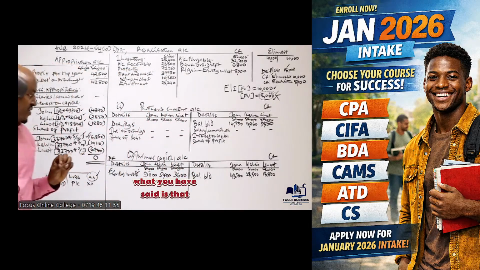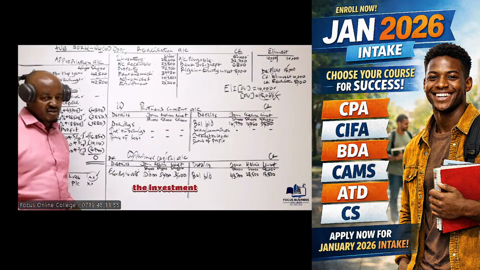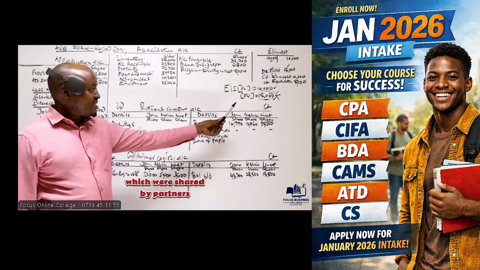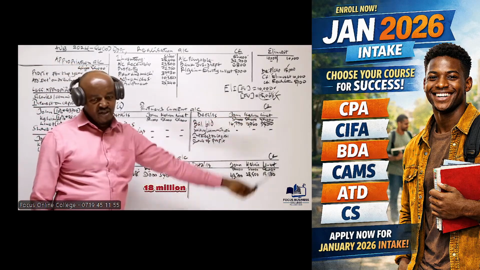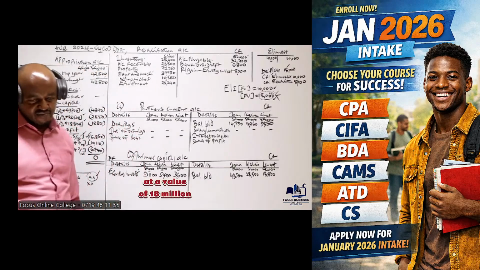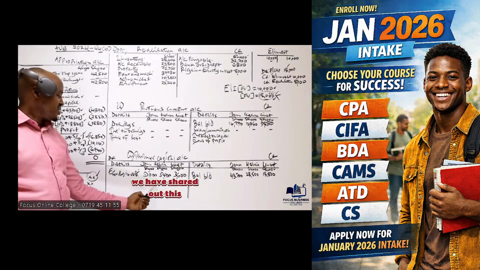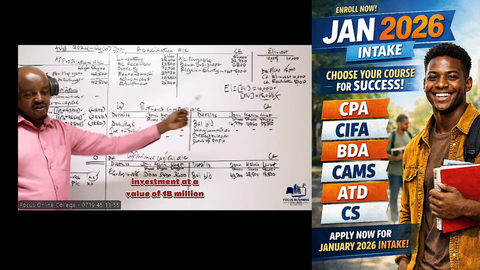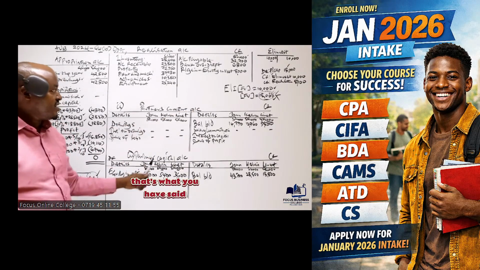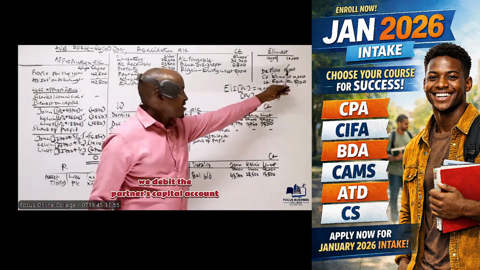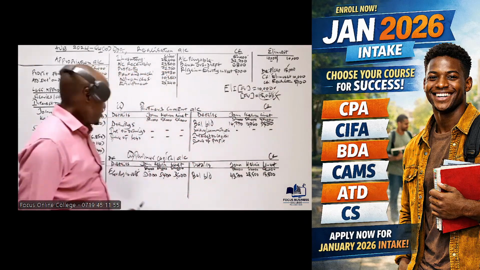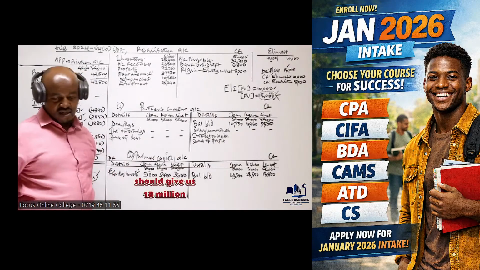Yes, Doris, what you have said is that the investment which was shared by partners was shared at a value of 18 million. That's what you're told in note number 4. We have shared out this investment at a value of 18 million. That's what you have said. That's why you have said we debit the partners' capital accounts at 18 million. So if you add all that, it should give us 18 million.